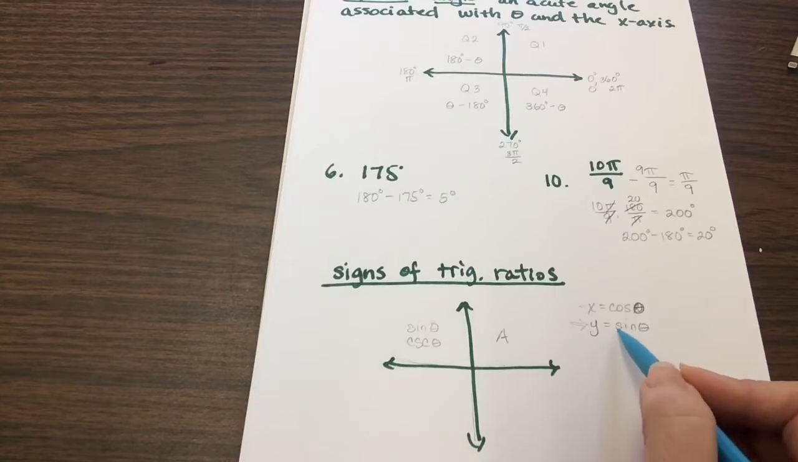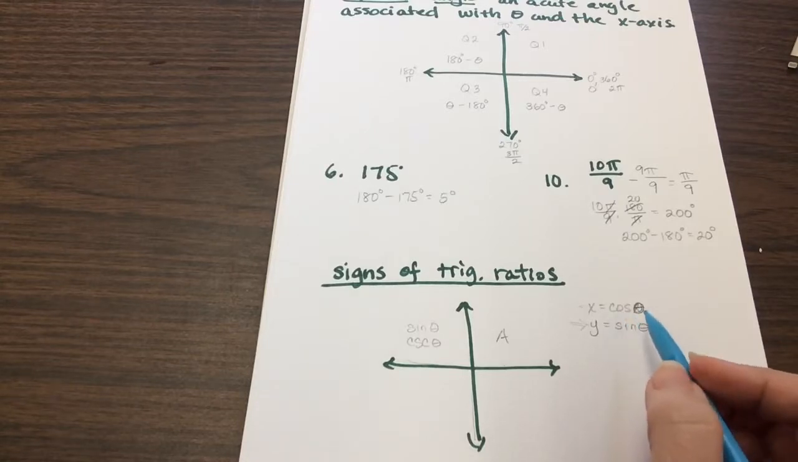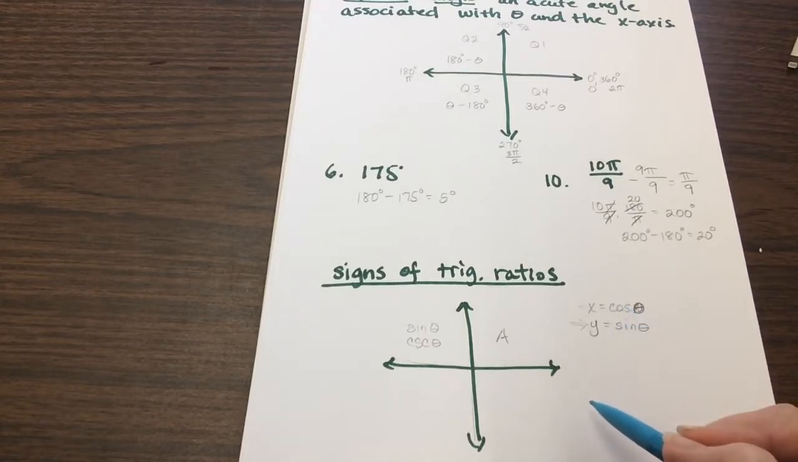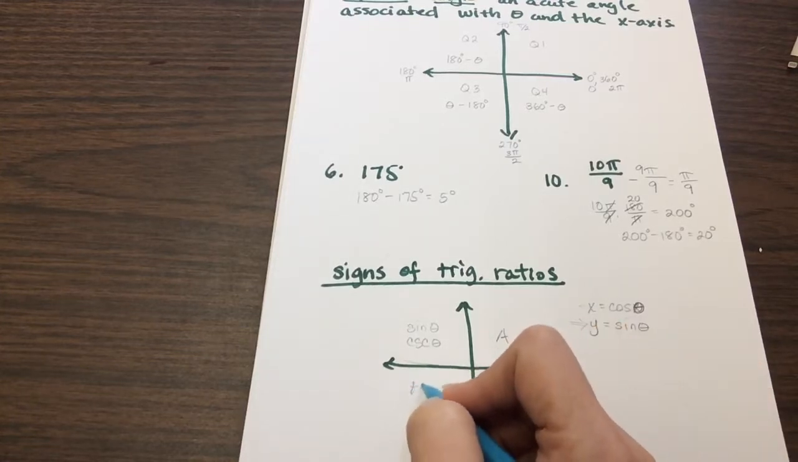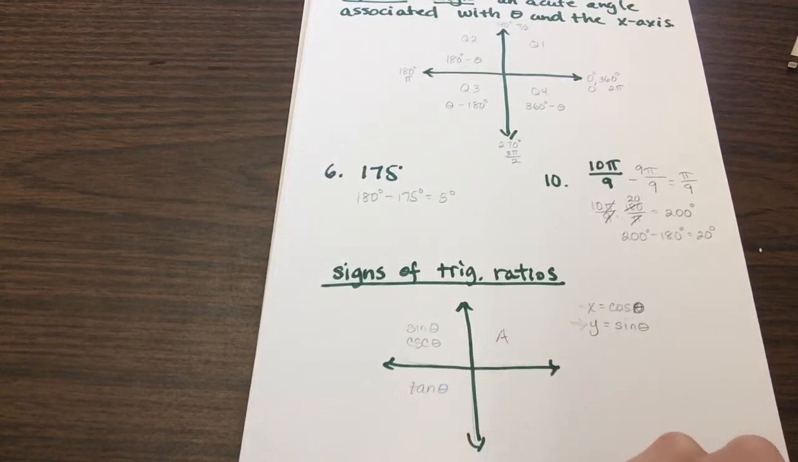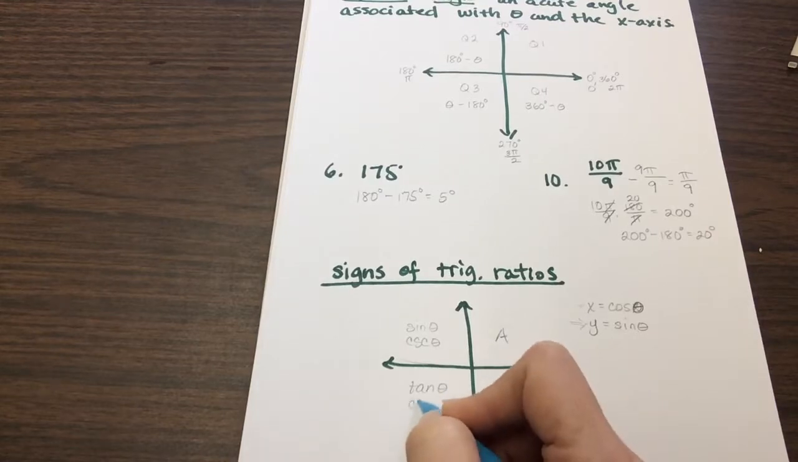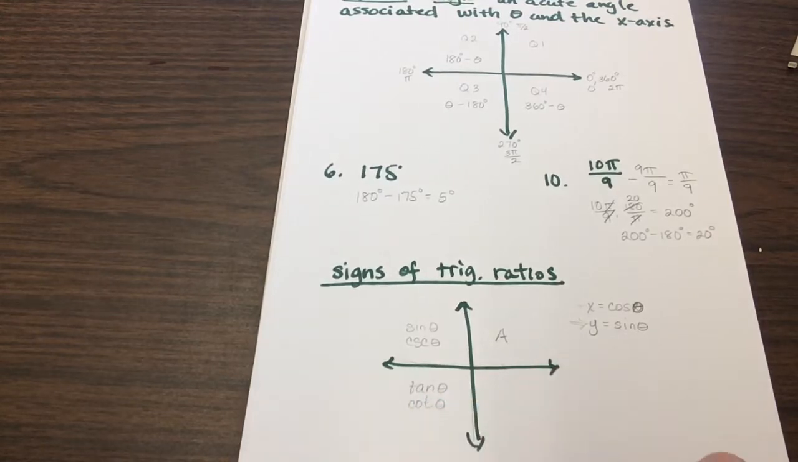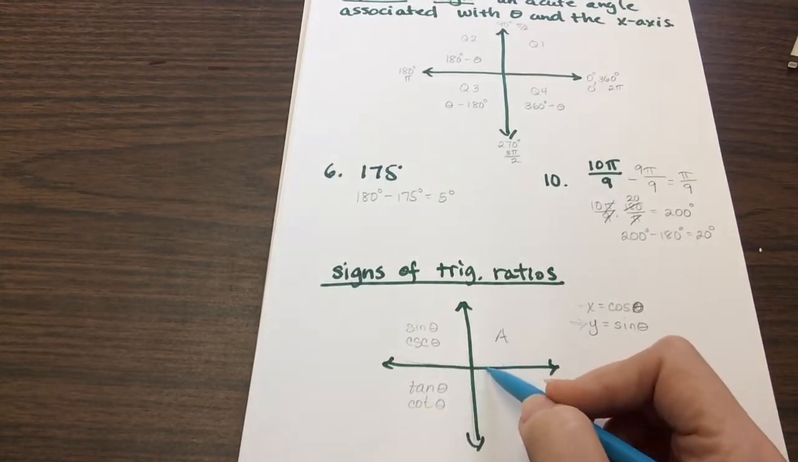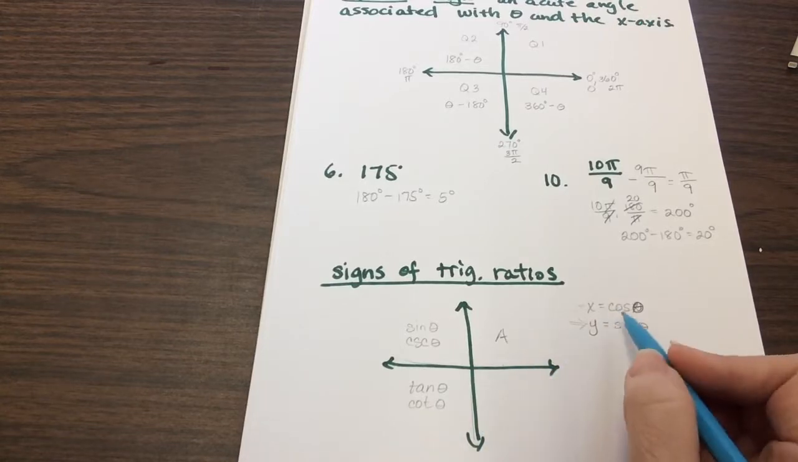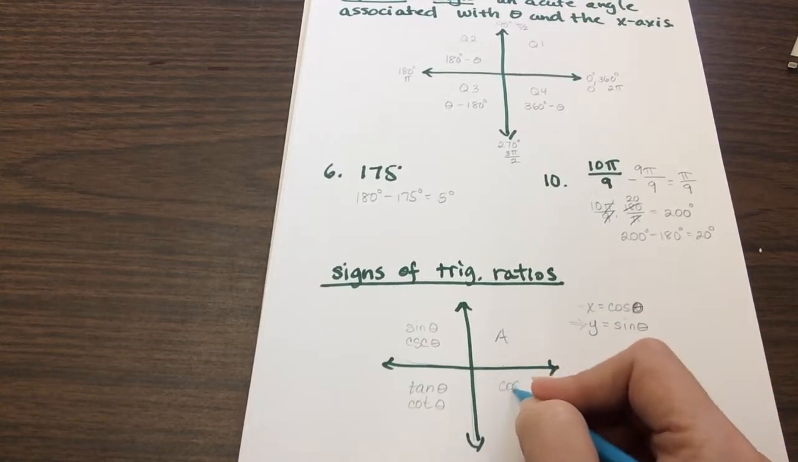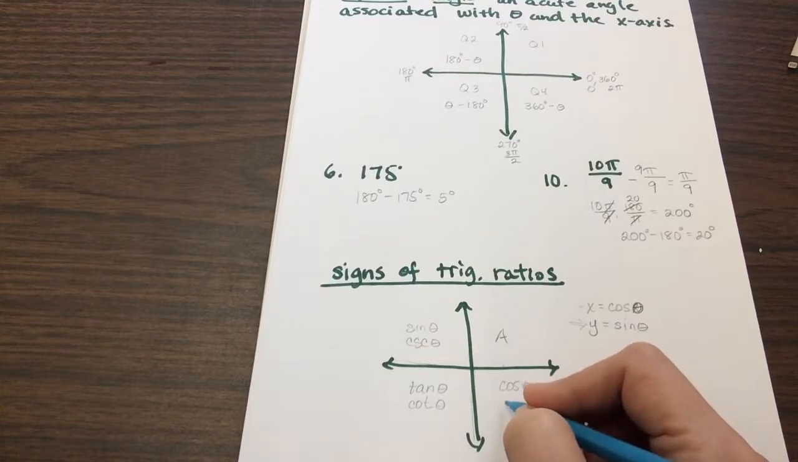But if you remember, tangent is sine over cosine. A negative divided by a negative is a positive. So tangent of theta is going to be positive in that third quadrant, and its reciprocal. And then the fourth quadrant, x is positive, y is negative, which means cosine is positive, and its reciprocal is positive.